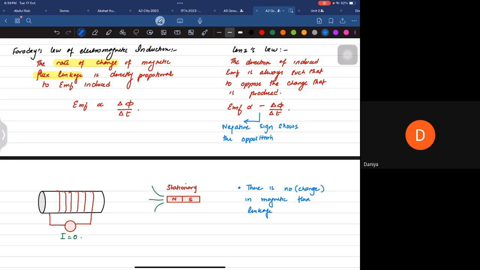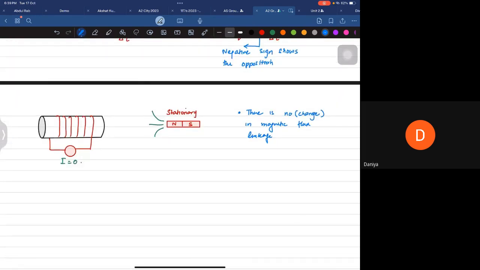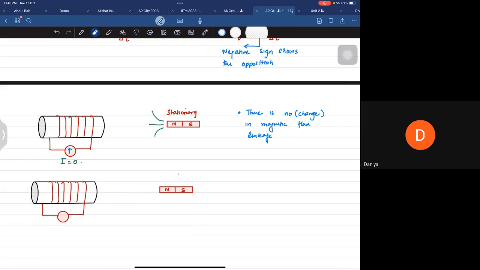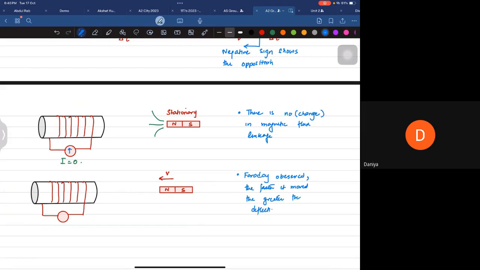Okay. Now, speaking of this, because the needle was right here, he then noticed that when this magnet started to move in a direction towards the coil itself, Faraday observed the faster it moved, the greater the deflection caused.